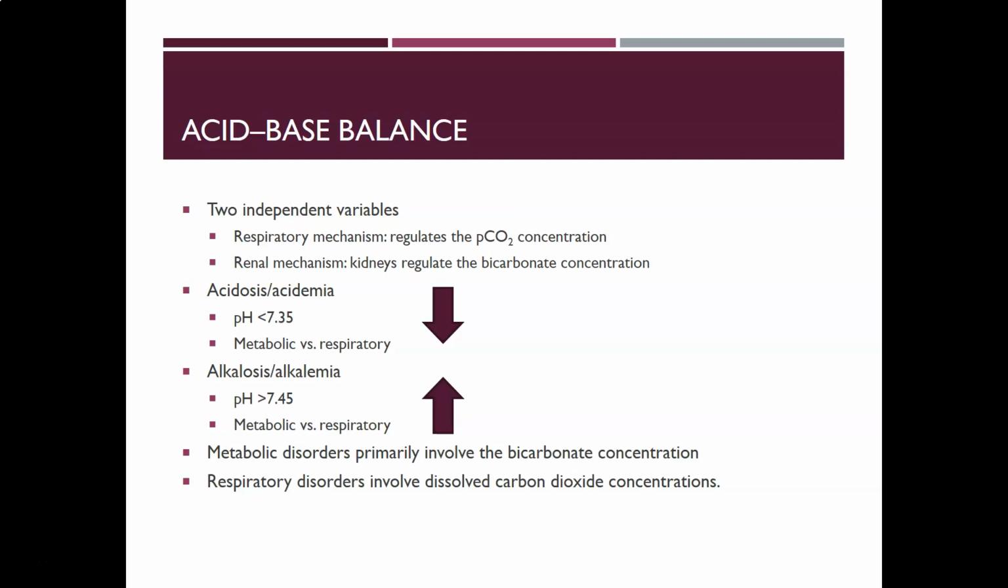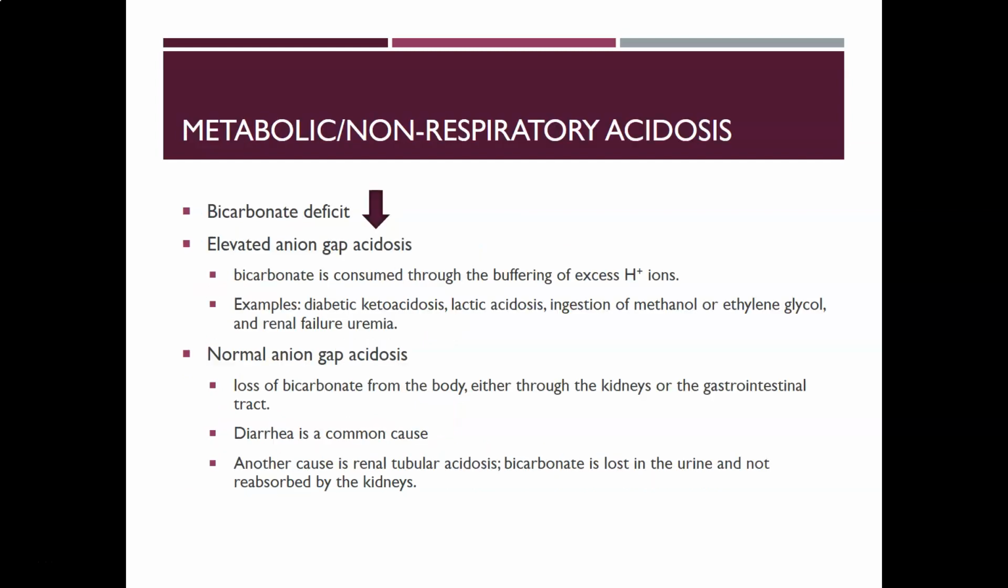Or you could have alkalosis or alkalemia, or too much base in the body, if the pH is greater than 7.45, and again, it can be metabolic or respiratory. The metabolic disorders usually involve the bicarb concentration, and the respiratory disorders involve the carbon dioxide concentration. So once you've assessed the pH, you've got to go look at these other components to see what's going on.